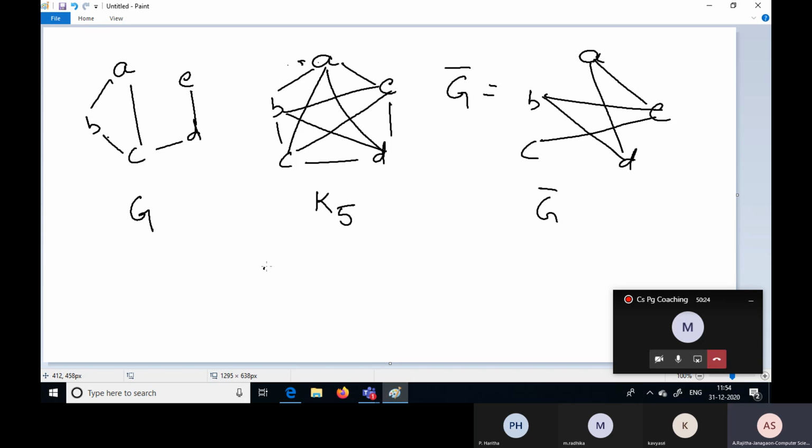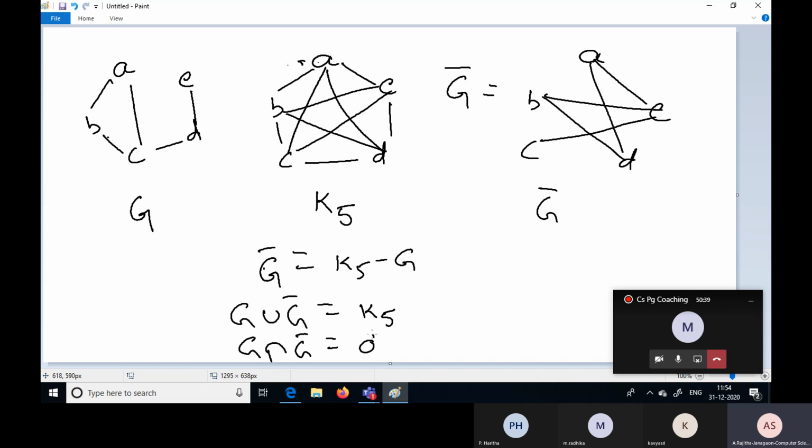Now you can observe here, G complement is nothing but K5 minus G, and G union G complement equal to what? K5. So G intersection G complement equal to null.